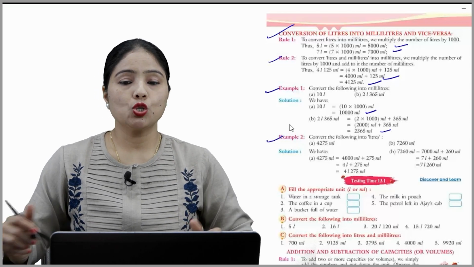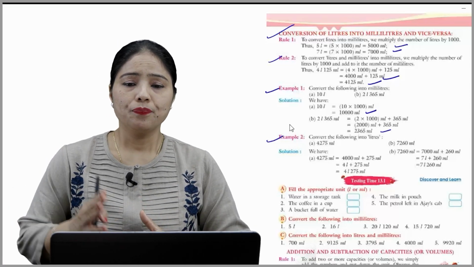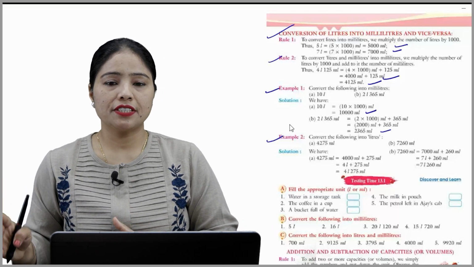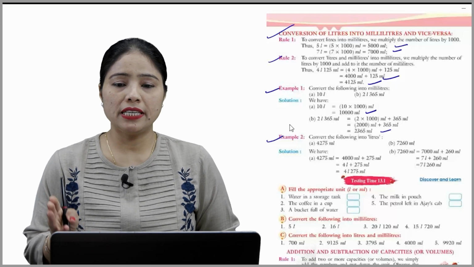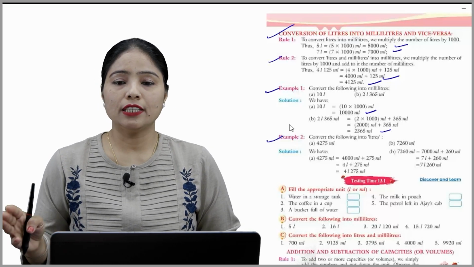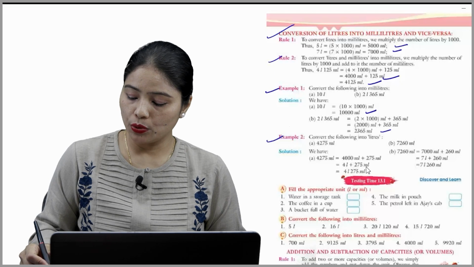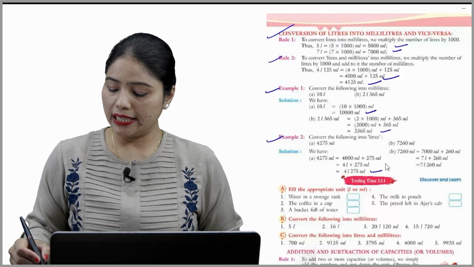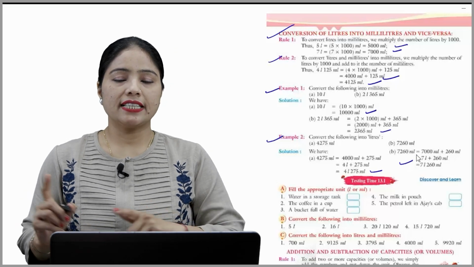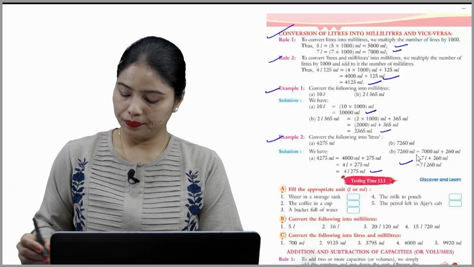Now example number 2. Convert the following into liter. So here it is given 4275 milliliter. How much does this become? 4000 milliliter means 4 liter. So 4 liter 275 milliliter. Yes, 4 liter 275 milliliter. Similarly this one. Now testing time 13.1.